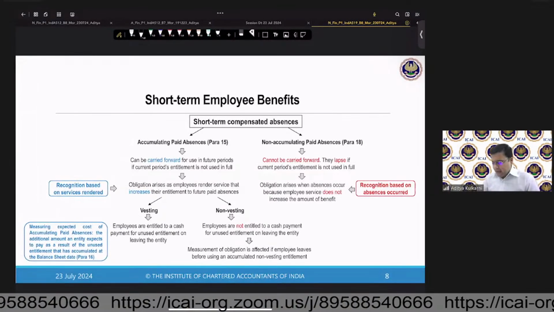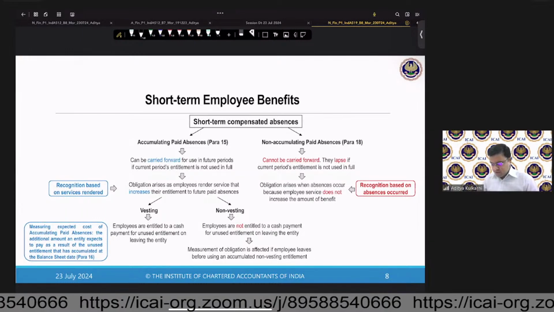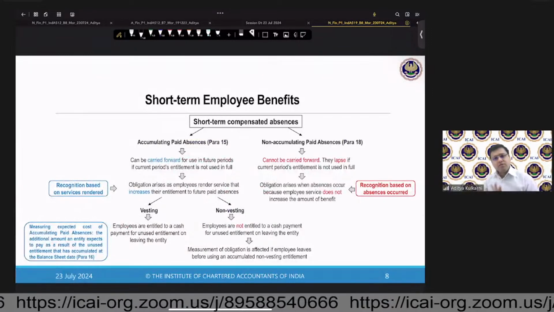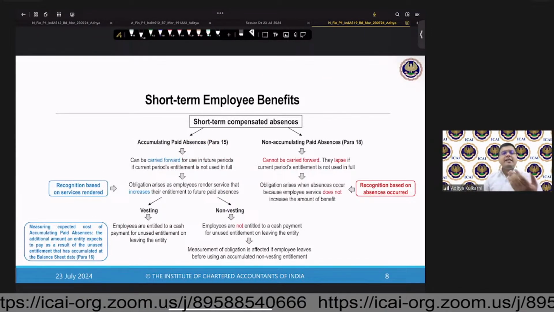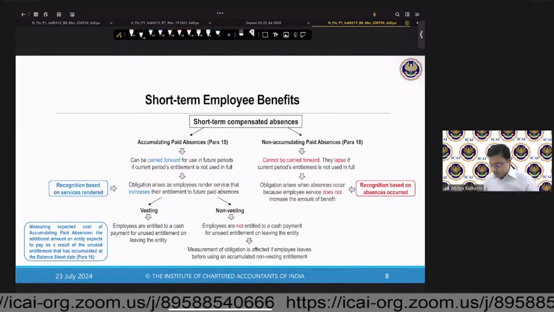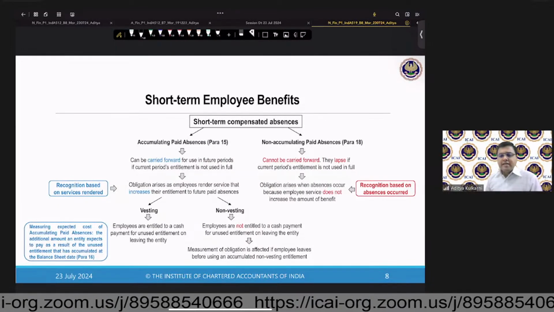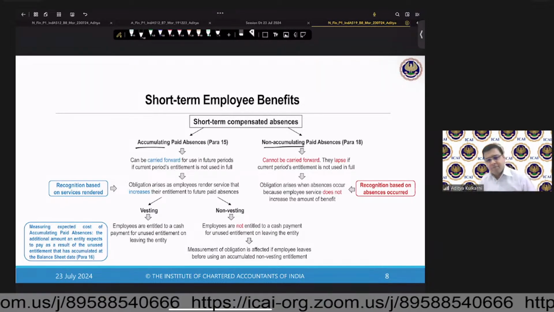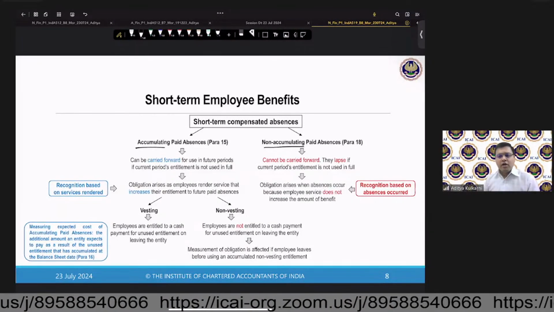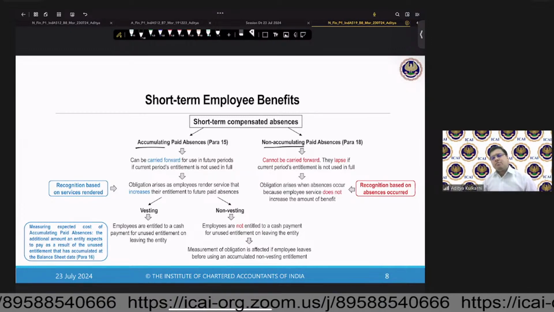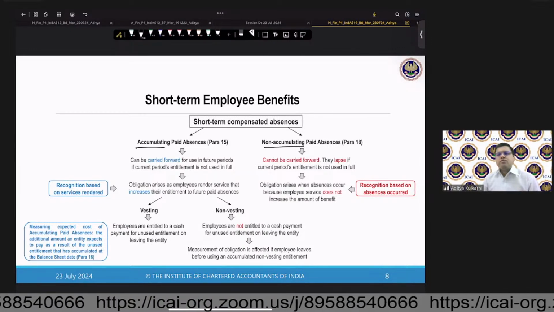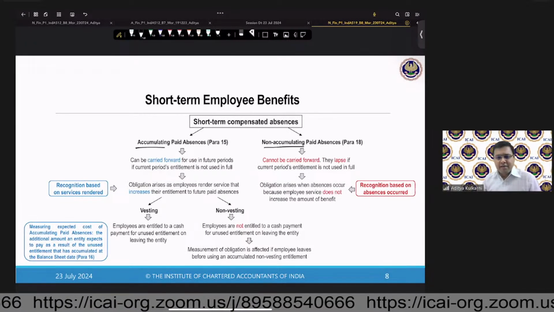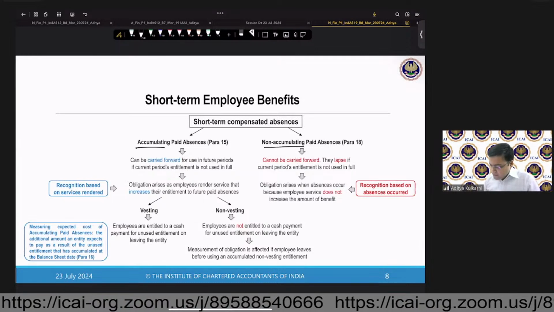So in this, we have short-term compensated absences. Short-term compensated absences, the next one, this is a slightly important one. Basically, this is the paid leave that you are having. These are broadly categorized into accumulating and non-accumulating paid absences. When you talk about non-accumulating paid absences, this means you cannot carry forward. These are typically leaves like casual leaves. You don't get a carry forward benefit of this. So they cannot be carried forward.